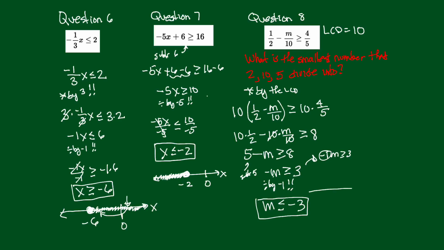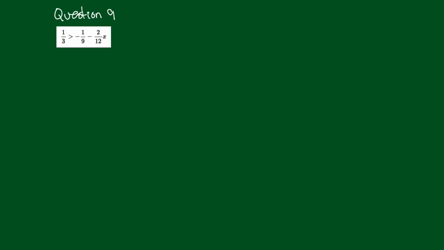And if we graph this, now not x this time, we've got an m, and the inequality has an equal in it, so I'm going to draw a closed circle, and I'll label that negative 3. I want all the m's to the left, because the arrow points to the left. And if I want a 0, negative 3 is to the left of 0. So there we go. Question 9, we've got fractions again, so let's get the LCD.